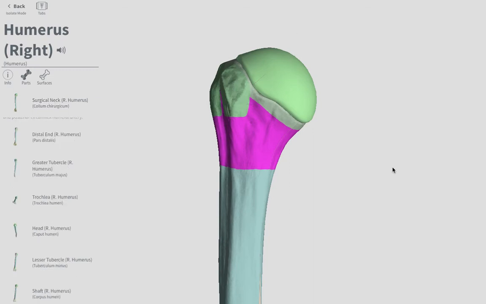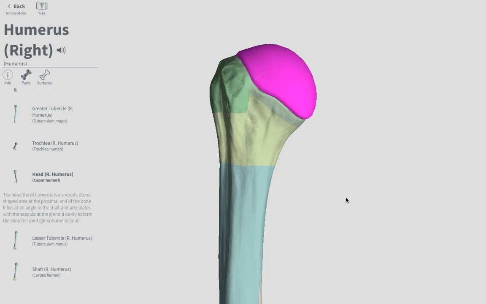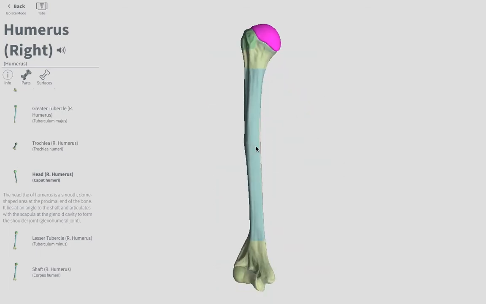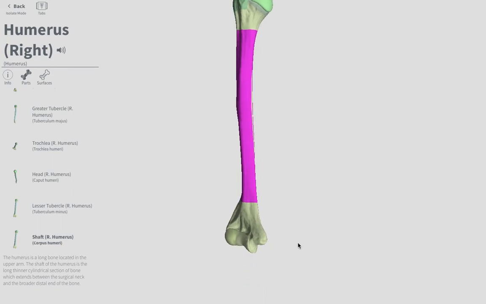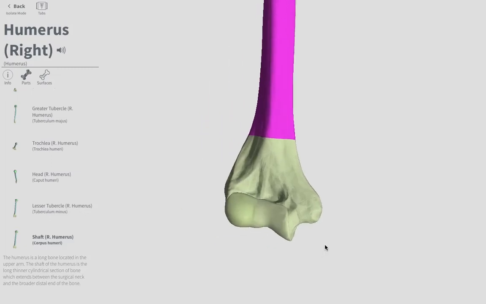The head is this large part here. And that's going to fit right into the glenoid cavity of the scapula. The shaft is the length of the bone. And now let's talk about the condyle. Remember, condyles are those rounded protrusions that articulate with other bones. And it is this entire smooth structure here that is the condyle of the humerus.